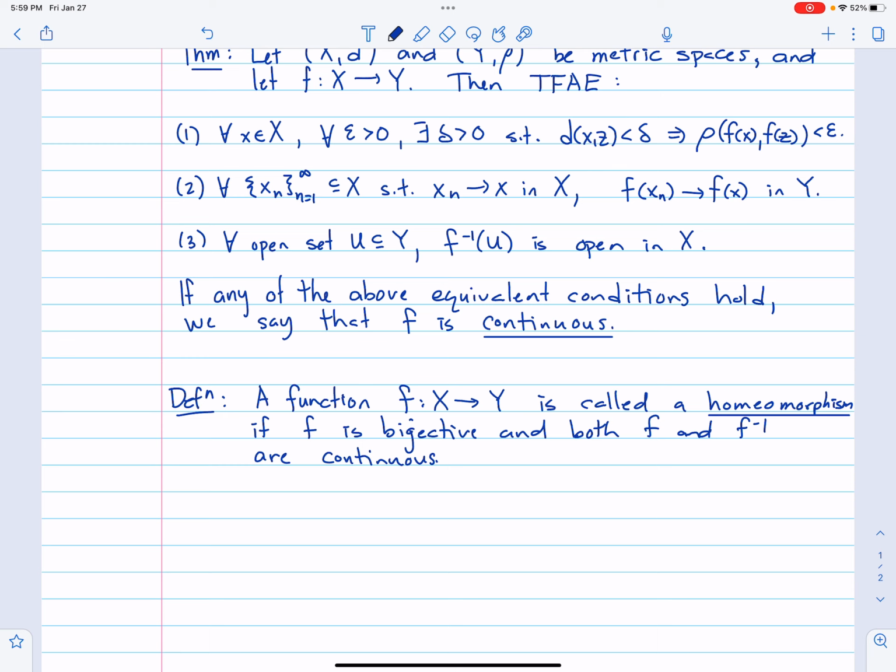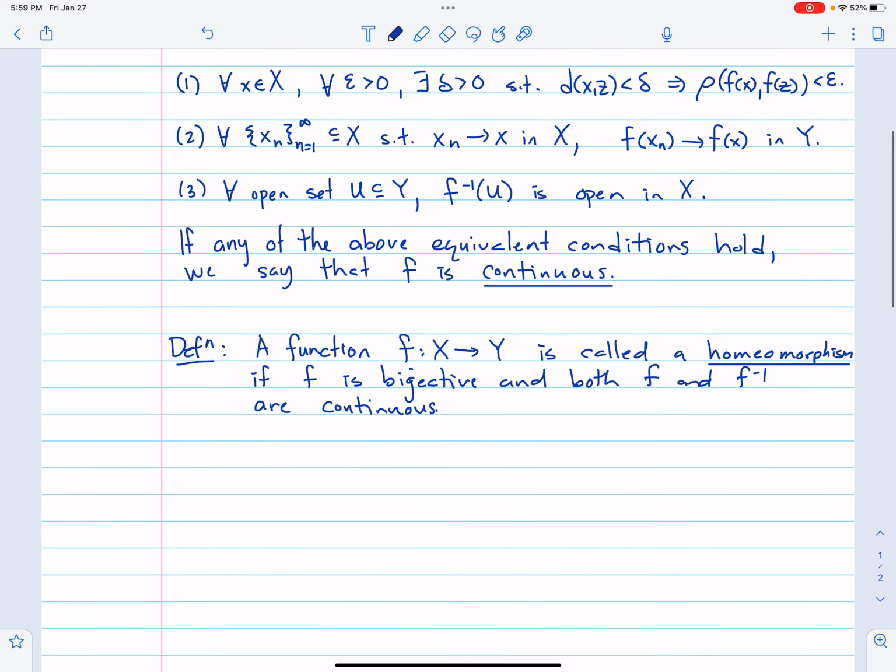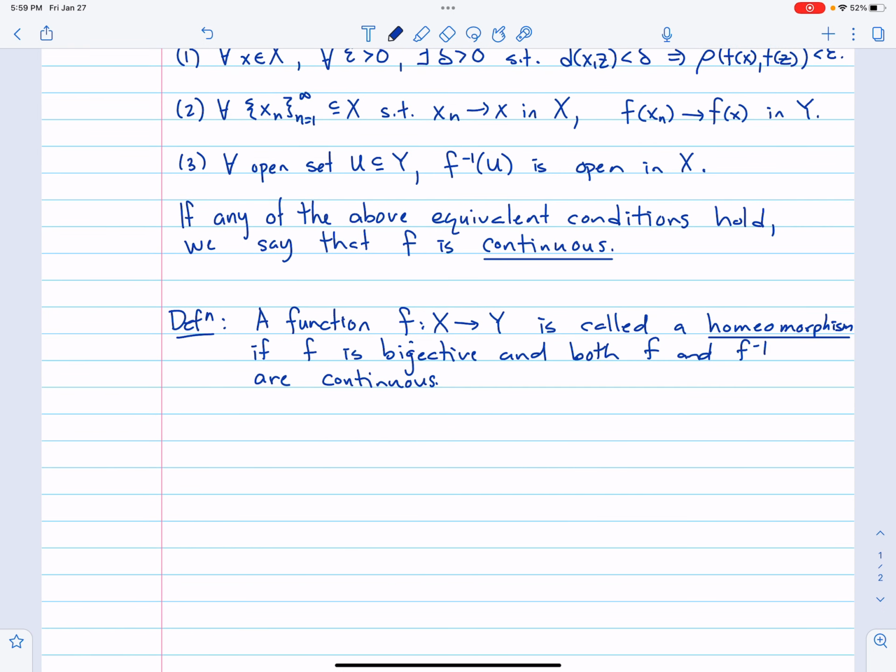So for example, maybe this is worth writing down. Note: homeomorphisms don't always preserve distances in metric spaces.